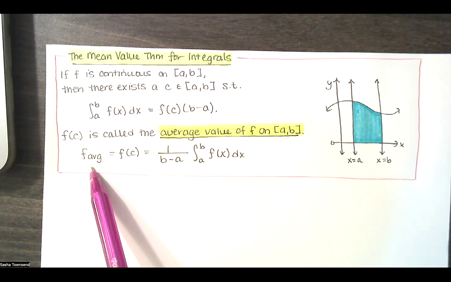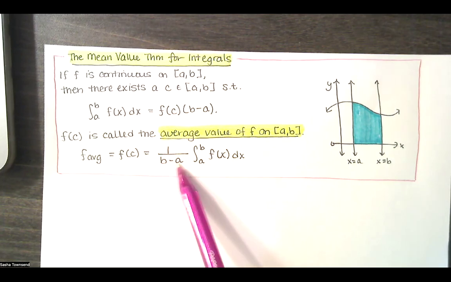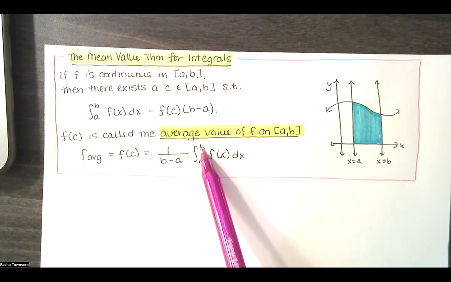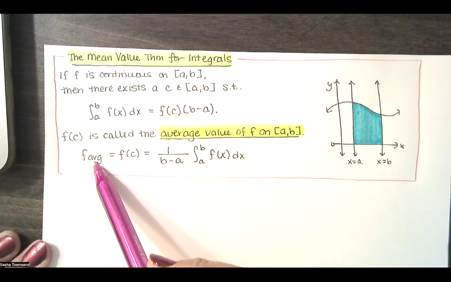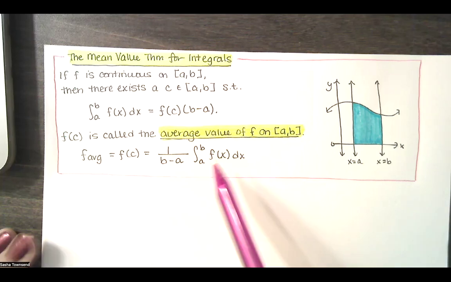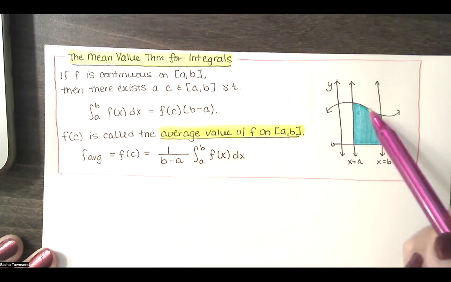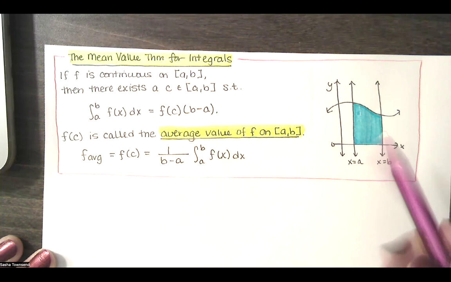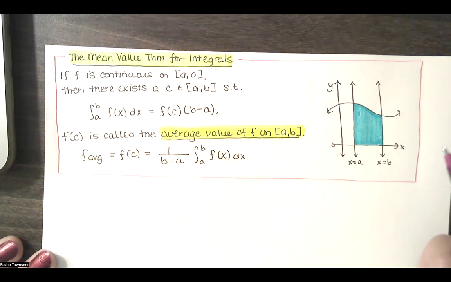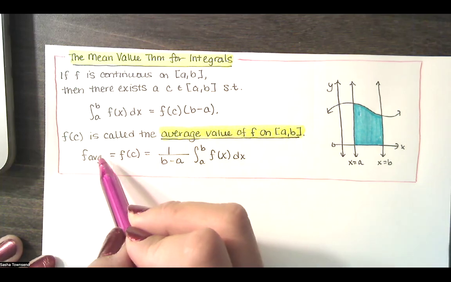I tend to denote it this way. And it's equal to 1 divided by b minus a times the integral from a to b of f of x dx. I tend to think of f average as sort of the average height of the function. When we evaluate this, we get this area under the curve. If we take that area and then we divide by the length of the interval, we should get an average height. And that average height is this function value.